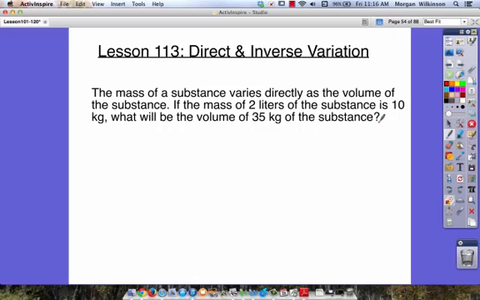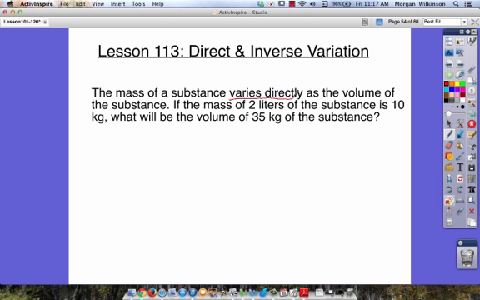Lesson number 113 is about direct and inverse variation. Let's start off by looking at our first problem. The mass of a substance varies directly as the volume of the substance. If the mass of 2 liters of the substance is 10 kilograms, what will be the volume of 35 kilograms of the substance? Now, what we know is that this says varies directly.